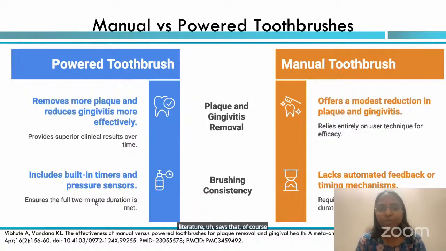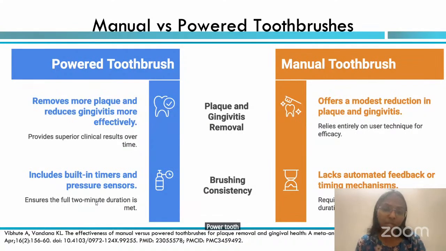The literature says that, of course, a powered toothbrush removes plaque and reduces gingivitis more effectively. So, in other words, there is a superior clinical result over time. But a manual toothbrush also offers a modest reduction in plaque and gingivitis, and it is basically dependent on our technique. So if we master the technique, then even a manual toothbrush can give as effective results as a powered toothbrush.